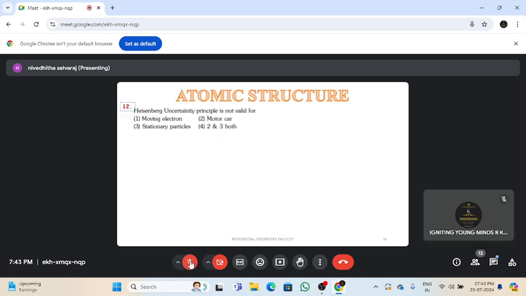Okay, the first question is: Heisenberg's uncertainty principle is not valid for which of the following?